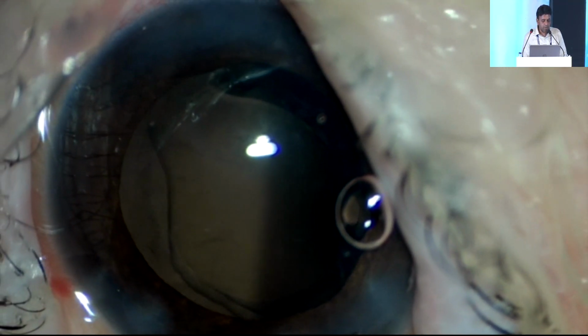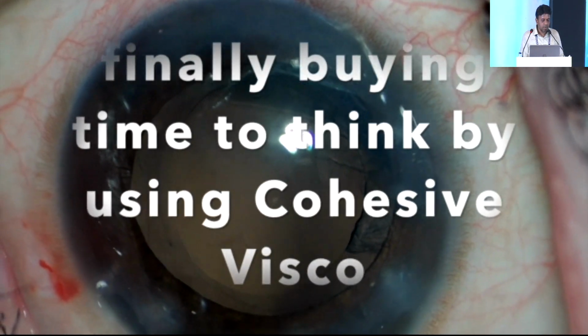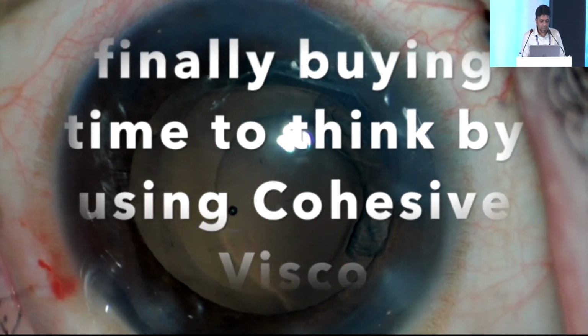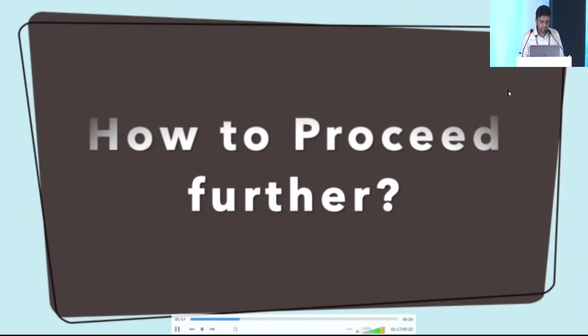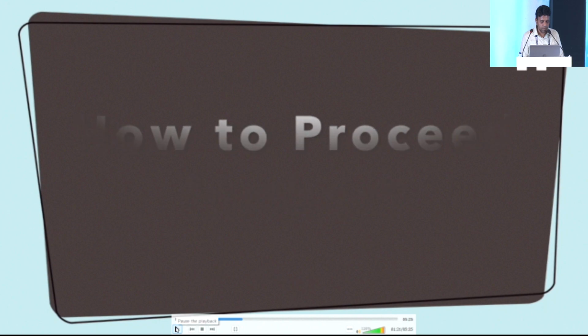Then I again put some thicker viscoelastic, like cohesive viscoelastic, changed the speculum, and was thinking what next. At this point, I put more cohesive viscoelastic and tried to buy some time. Now my question is how to proceed further.